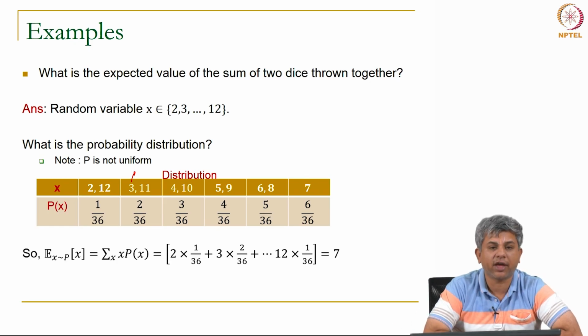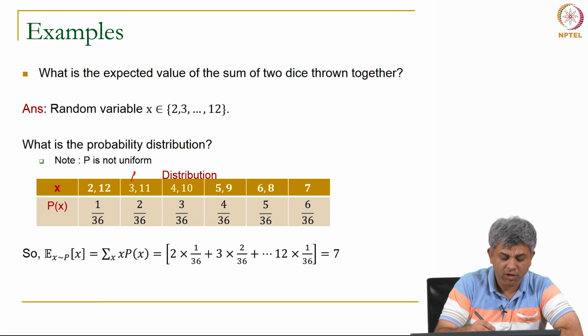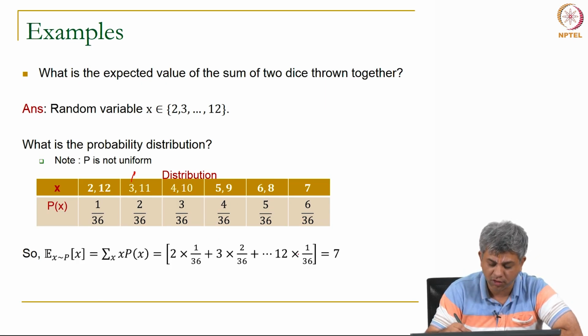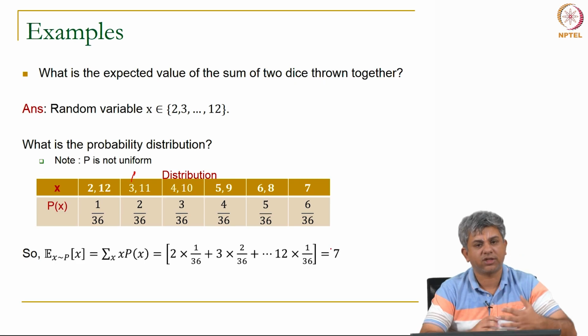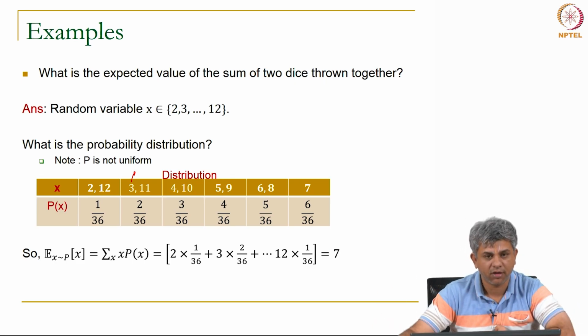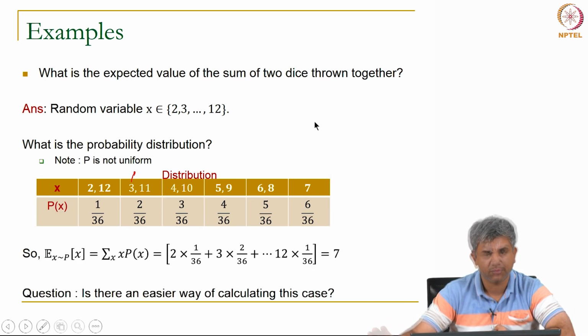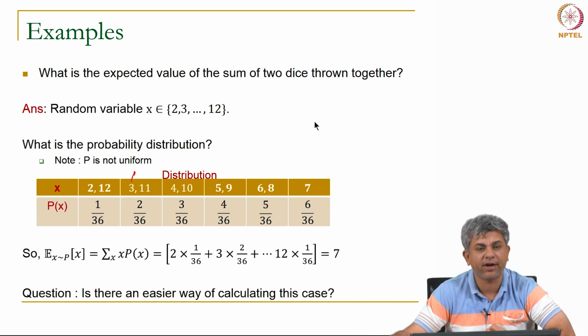So, if you find out the expectation, it is the same thing. 2 multiplied by 1/36, 3 multiplied by 2/36, and so on and so forth, up till 12 multiplied by 1/36. If you calculate it, it comes out to be 7. But the calculation is a little bit lengthy. So, the question is, is there an easier way of calculating this?